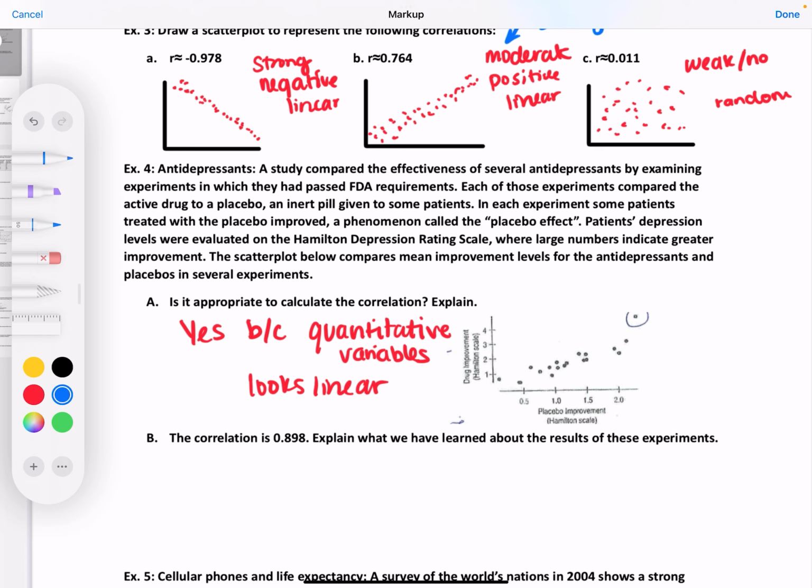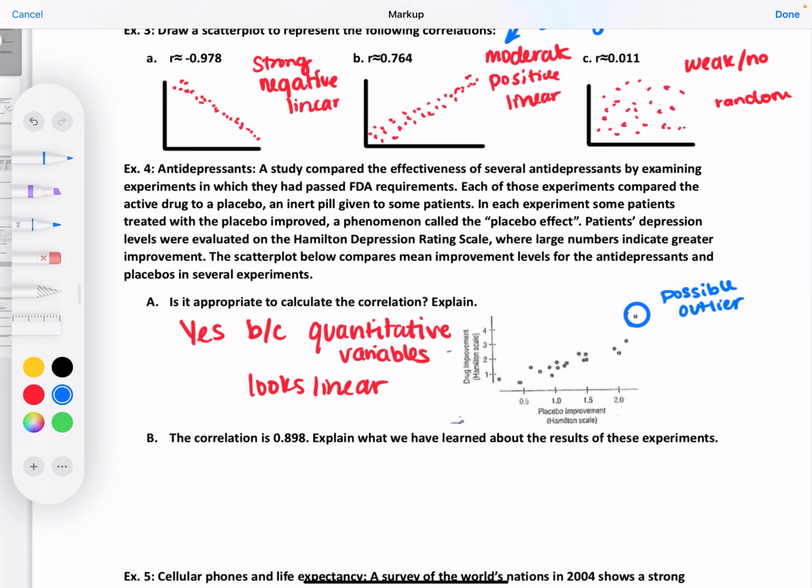Now, the reason that this point up here has a circle around it is because this would be a possible outlier, just because it's so far away from the line of the rest of the data. Okay, I can't say for a fact that it is, but that's why when I imported it, it kept half the circle.